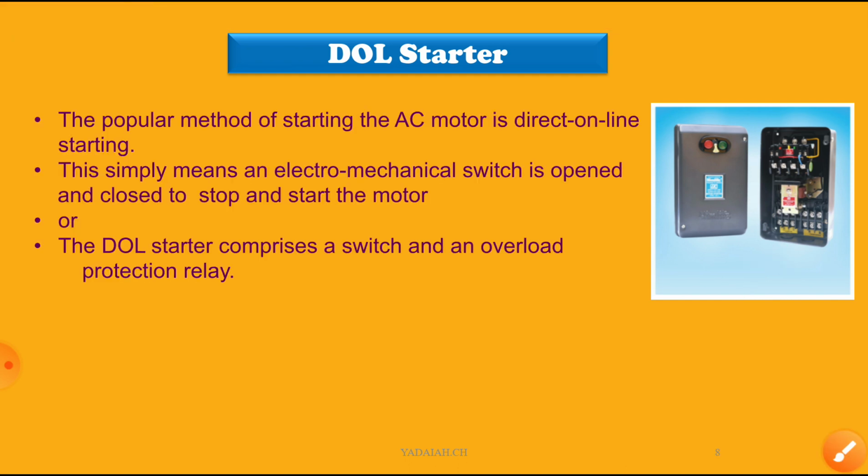The popular method of starting an AC motor is the direct online starter, that is the DOL starter. This simply means an electromechanical switch is opened and closed to stop and start the motor whenever we require. There is a switch provided inside. That switch can be operated with the help of a relay coil, our electromagnetic coil. The coil will operate just like a relay, switching to close the contacts. Here also we can provide contacts that can be closed or opened with the help of plunger arrangements.